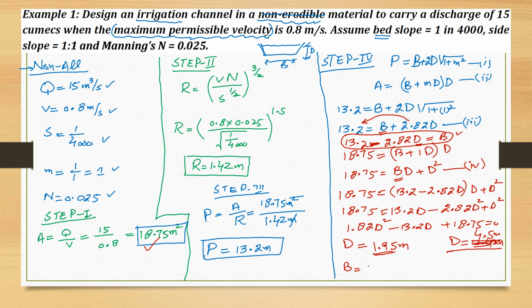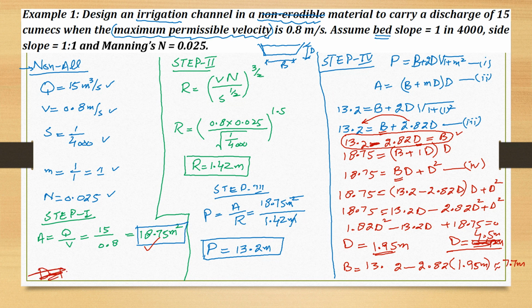B equals 13.2 minus 2.82 into 1.95 meters. So the answer of B will finally be 7.69, or simply something like 7.7 meters. So we can say that our design is okay, and the value of D is 1.95.